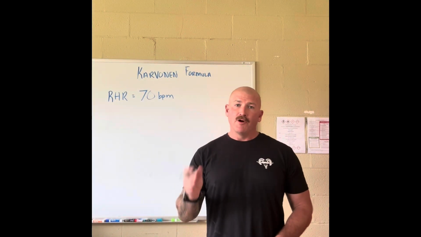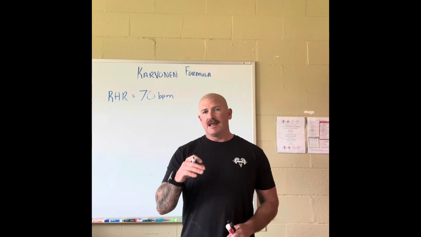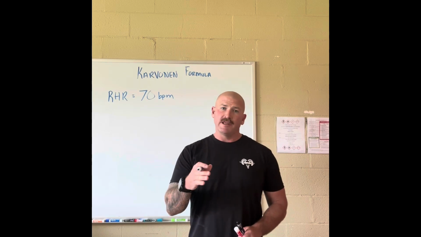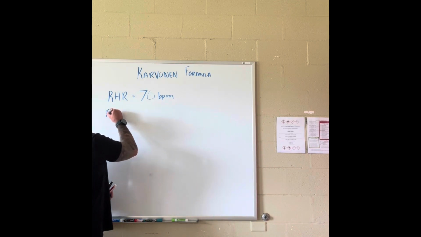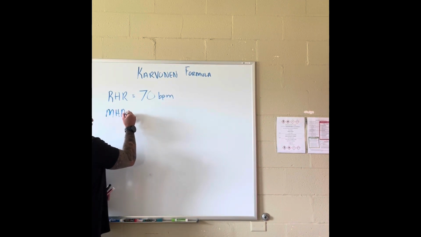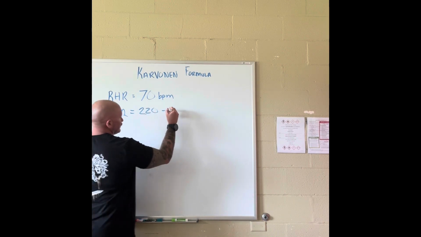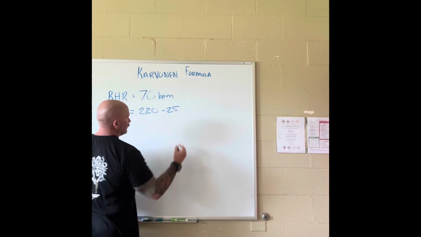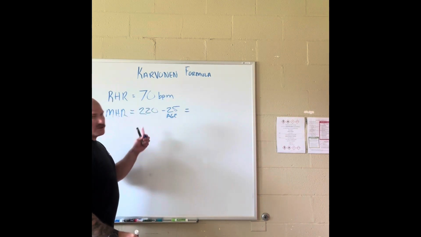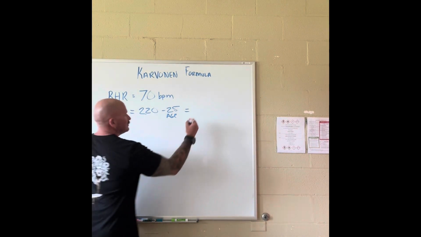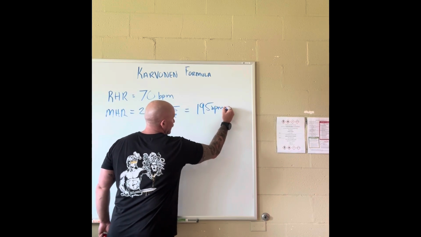But when it comes to the Karvonen method, we're going to also need our maximum heart rate. When it comes to getting a maximum heart rate, it's going to be 220 minus the individual's age. So with my client, he is 25 years old. So we're going to have 220 minus 25 for age. Okay, so 220 minus 25 is going to give us 195 beats per minute.